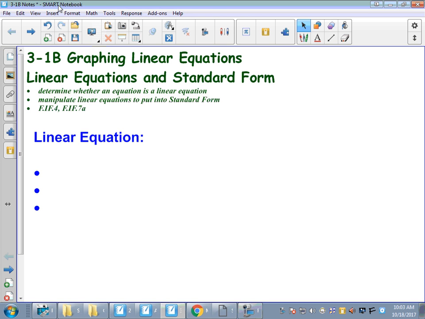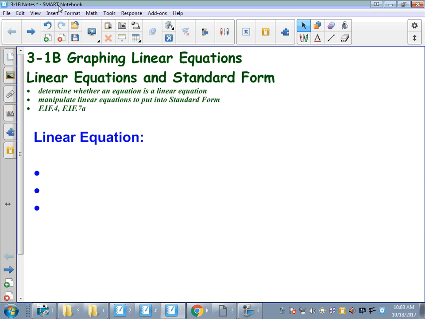These are your 3-1B notes on graphing linear equations, and then also we're going to learn in this section not only how to graph using a table of values, but also how to determine if it's a linear equation or not, and then put these equations in standard form. So 3 major concepts there.